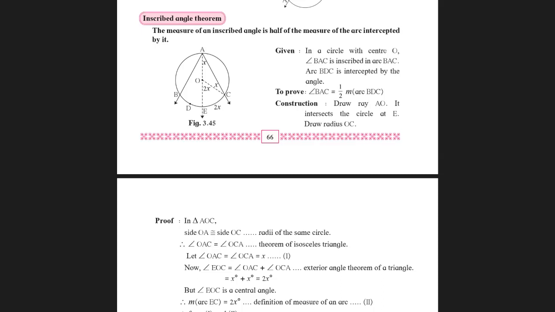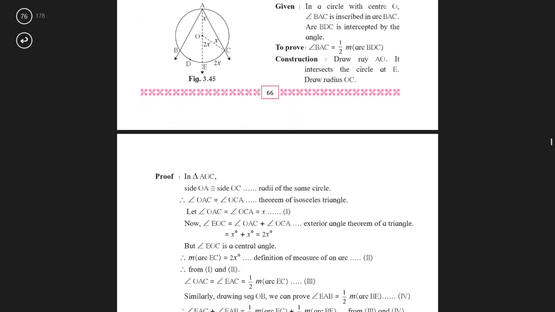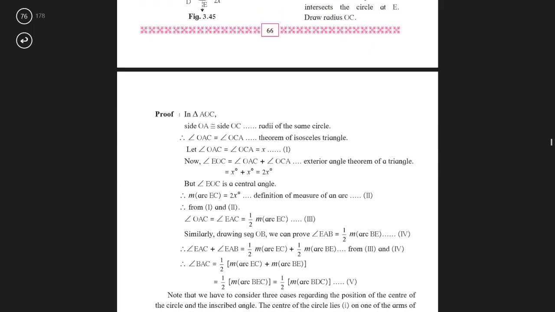Measure of the arc EX is equal to 2x. Definition of measure of an arc: an arc is always equal to the measure of its central angle. That is why the measure of the arc EC is equal to 2x, because the measure of the central angle is 2x degrees. Now from 1 and 2, what do you get?